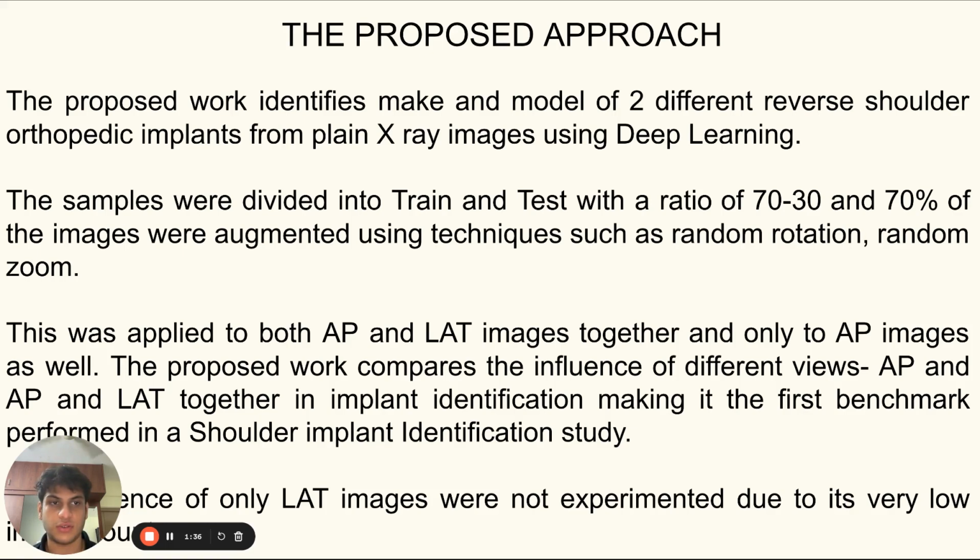mimicking real world scenarios. The 70% training images were augmented using techniques such as random rotation and random zoom in order to increase the number of images and also to improve the model's capability. This was applied to both AP and LAT images together and also only to AP images.